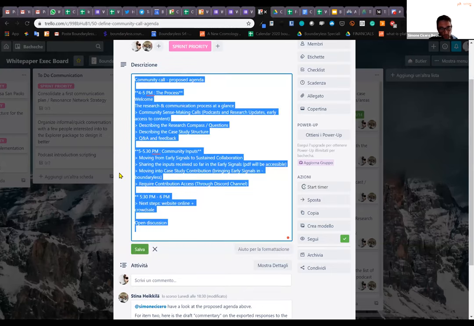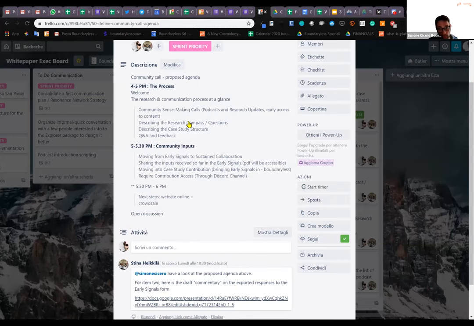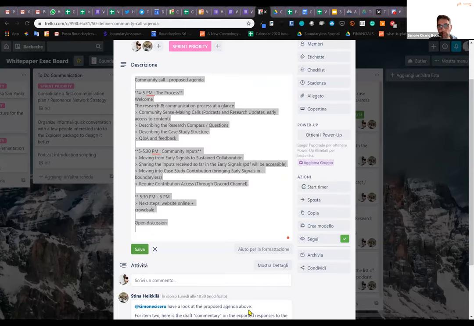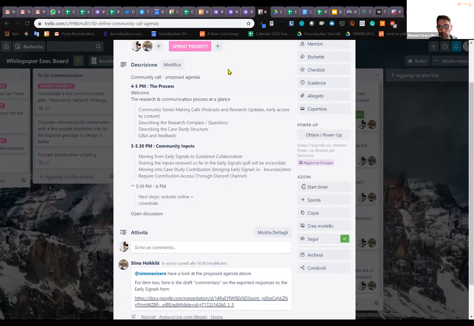So for the sake of convenience, I'm going to cut and paste these, even if it's markdown, so you may have some issues in the chat, but I'm going to share this in the chat so everybody can look into the agenda at any point. So I will switch to the Miro board that we are using to drive you through this. So I don't know why it's not, okay, now it's working.